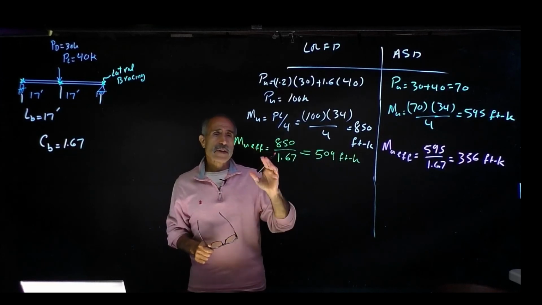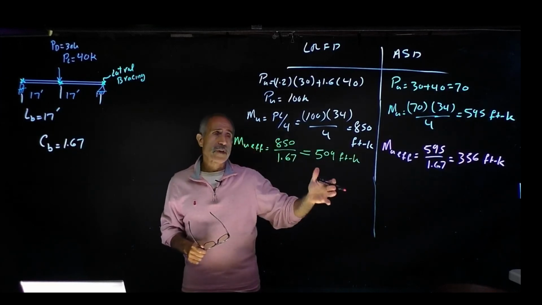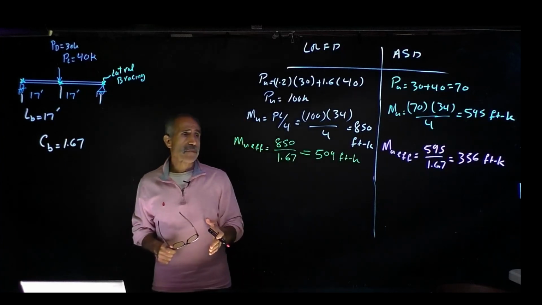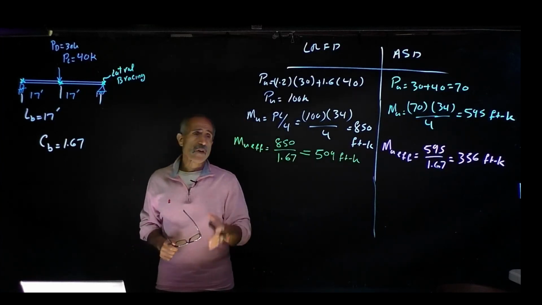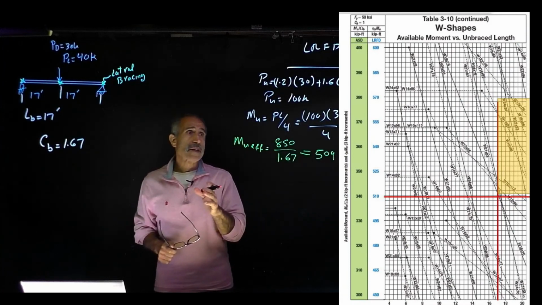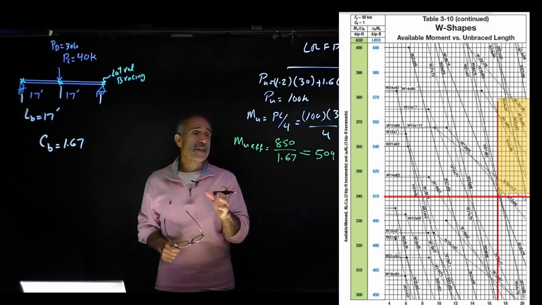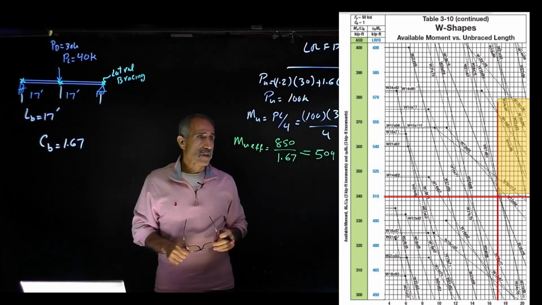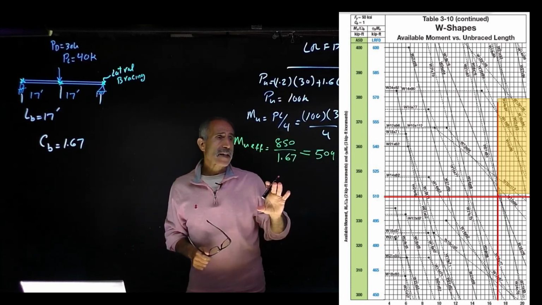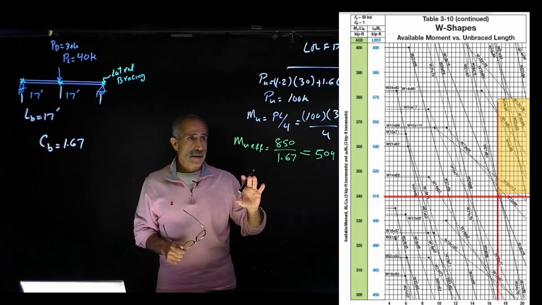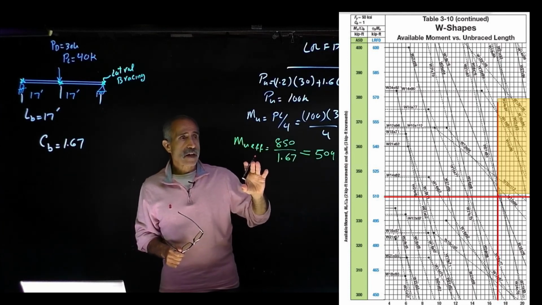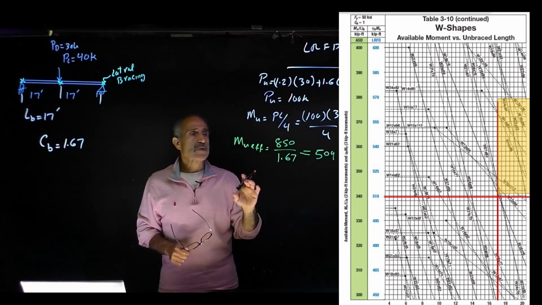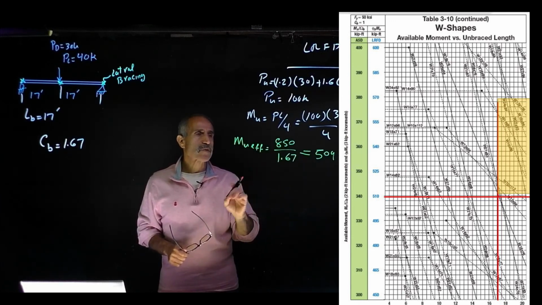Then we can go to Table 3-10, and we're going to say, okay, Cb is equal to 1, because we changed our moment. We make a vertical line from Lb equal to 17 all the way up. Then in the load resistance factor design moment section, we find 509, and we make a horizontal line going all the way across. Now the highlighted area, to the right and upper corner, we can select any beam from there. So let's try to select a beam closest to the intersection.